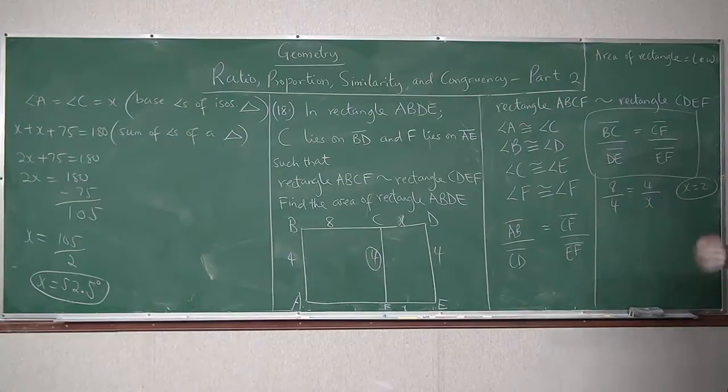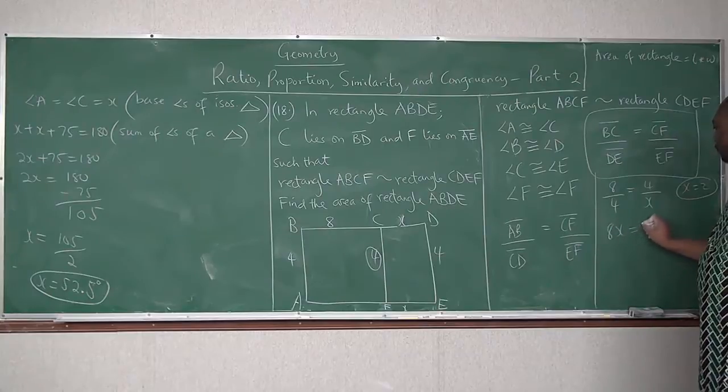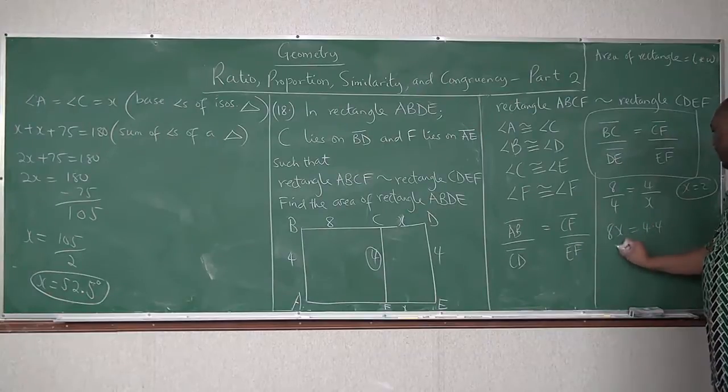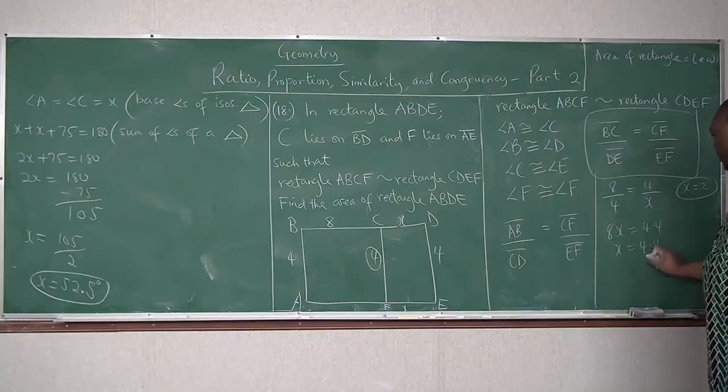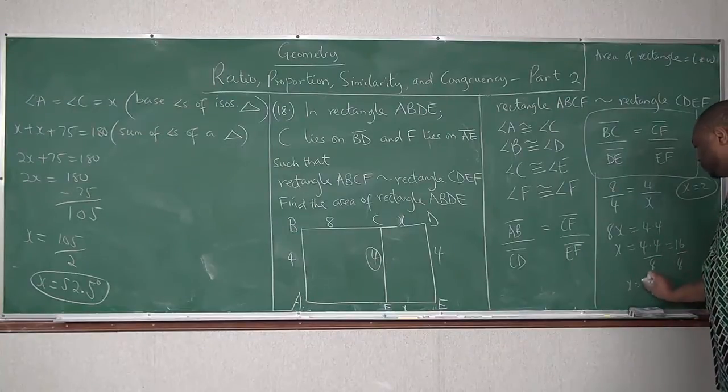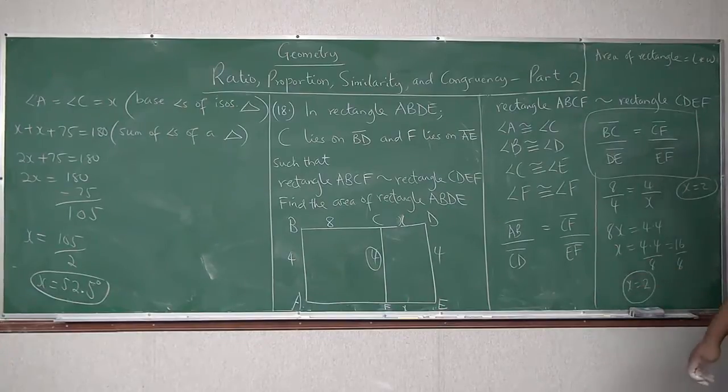Okay. Now, but on the test, you have to show your work. So 8x is equal to 4 times 4. X is 4 times 4 over 8. 16 over 8, so x is 2. Now we can now find the area. We can now find the area of rectangle ABDE.